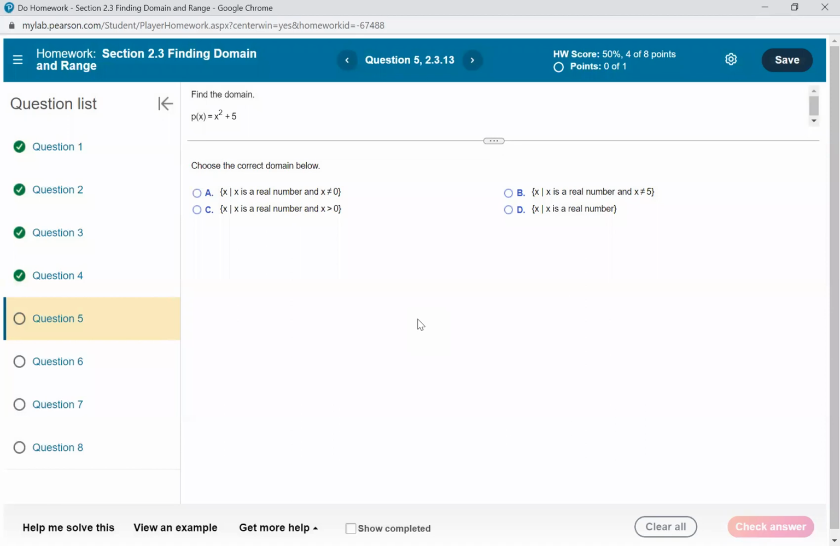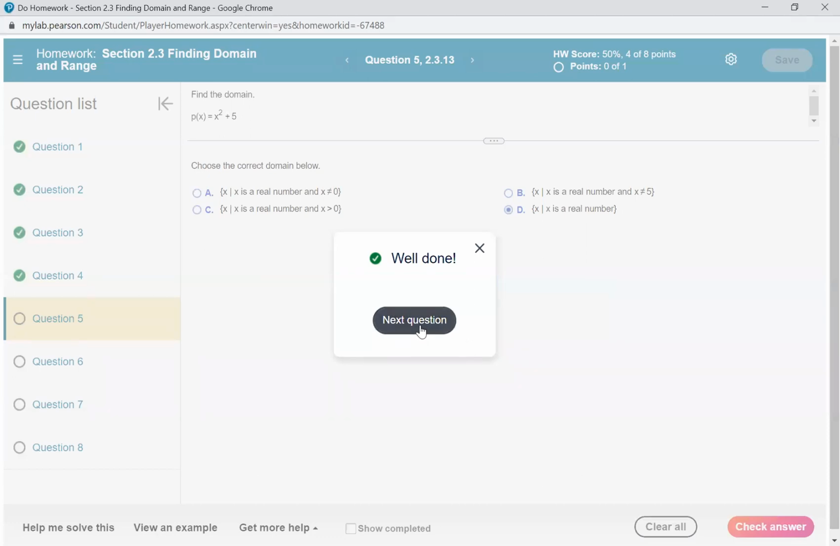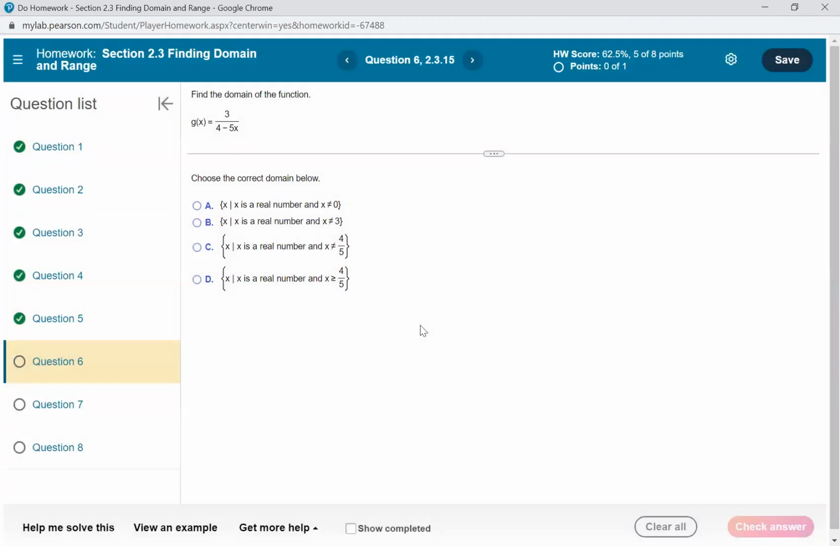P of x equals x squared plus 5. What is my domain? D. D again, is that what y'all said? Yes, sir. Yeah, no fraction. No matter what number I put into that, I can square it, add 5, and get an answer. Good job. So this homework's not gonna be too bad on y'all unless you get a fraction. Oh, well, here's a fraction. I'll let y'all work that one out and see what y'all get on that, okay?